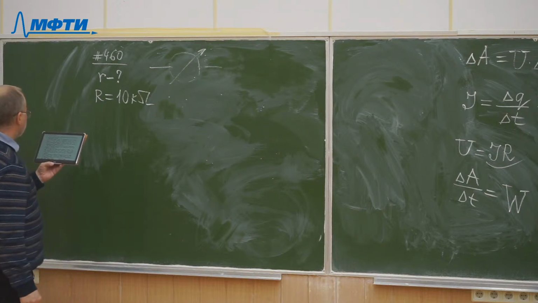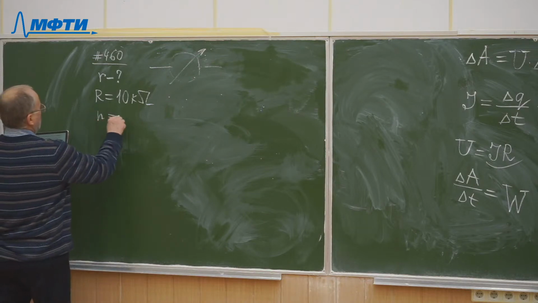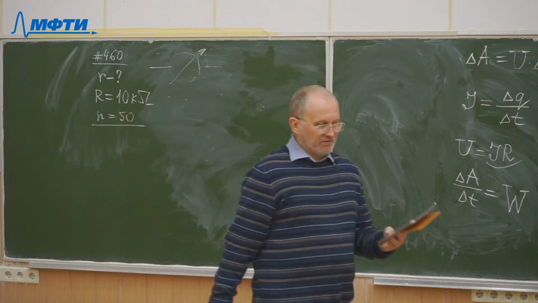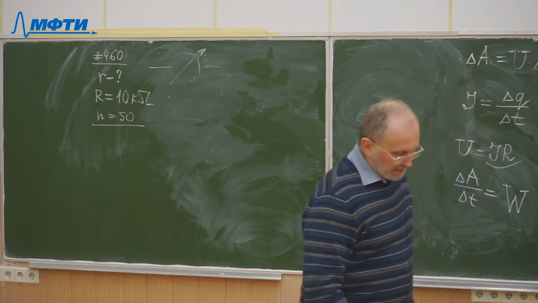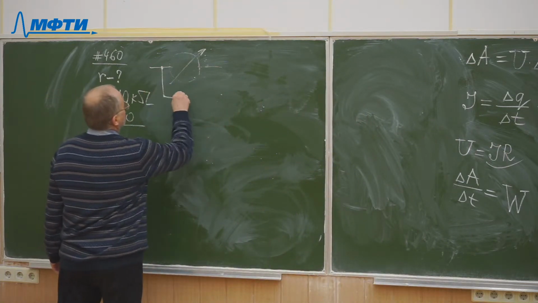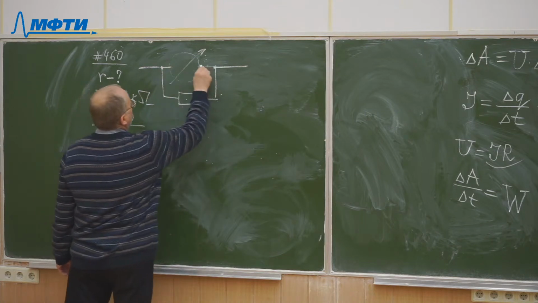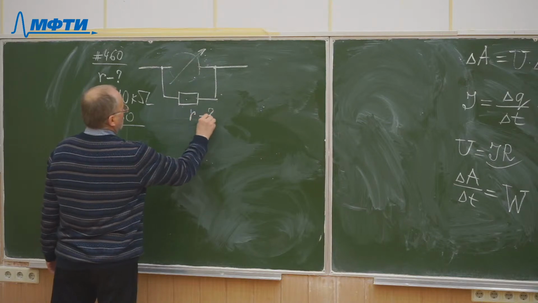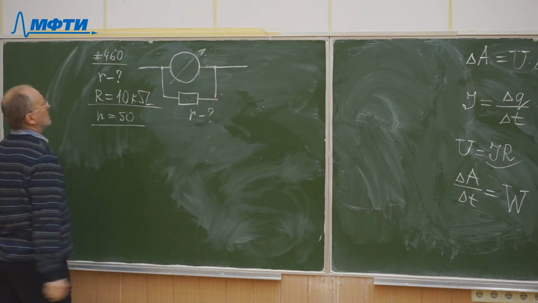and we need to reduce the sensitivity of this device by n, 50 times. We need to reduce the sensitivity by 50 times, and for this purpose we use an external shunt. What is a shunt? A shunt is an external resistance which is connected in parallel to the galvanometer. This is a shunt, and we need to find its resistance. We don't know it, and the internal resistance of this device is given. It's 10 kilo ohm.